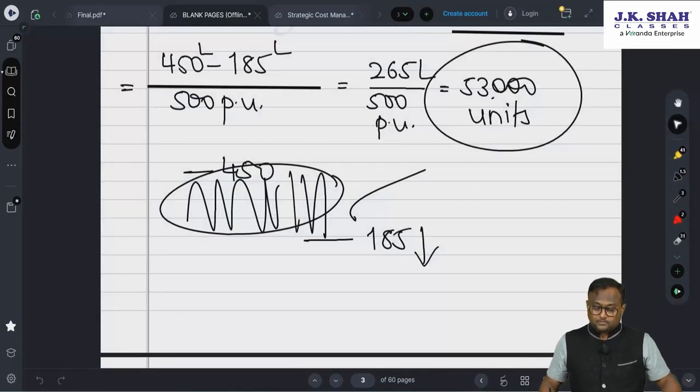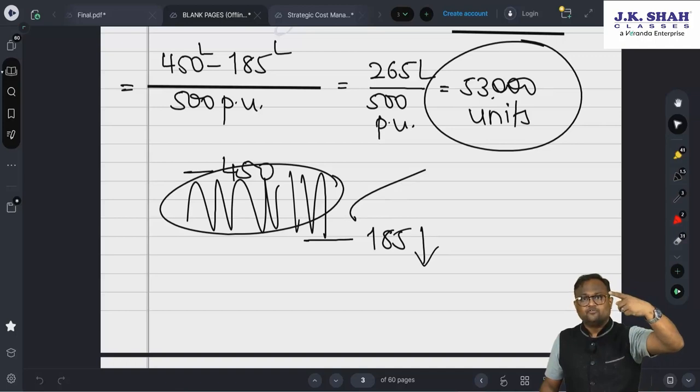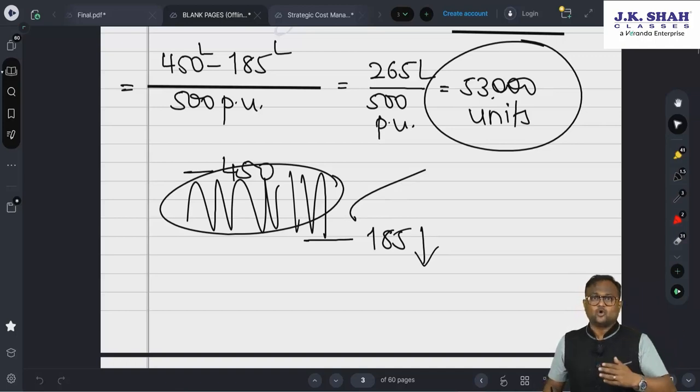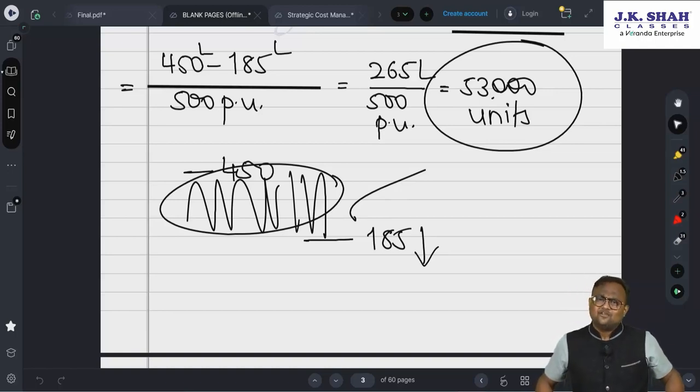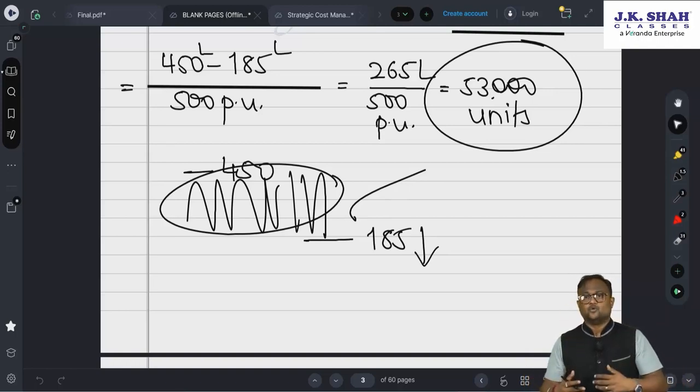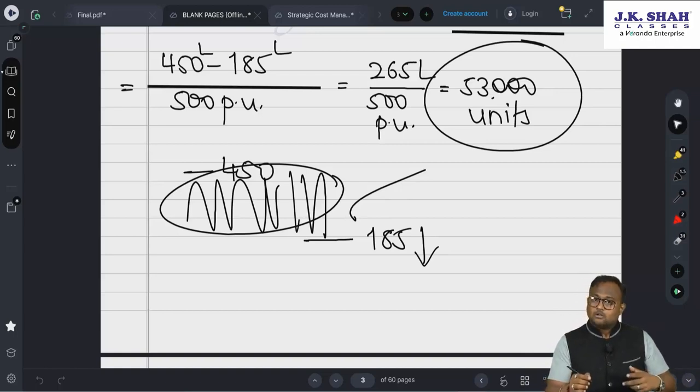See, 450 we are going to incur right now, 185 minimum. So for the additional 265, you're continuing the business. You will continue only if you're crossing 53, because if you cross 53, even that 265 will be recovered, and only 185 will be your loss. That's fine. 185 is the final loss figure. You cannot have a loss less than that. So at least produce more, earn more, and recover the cost which is avoidable.